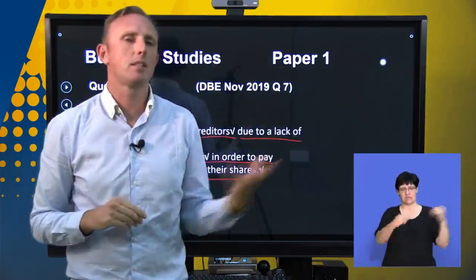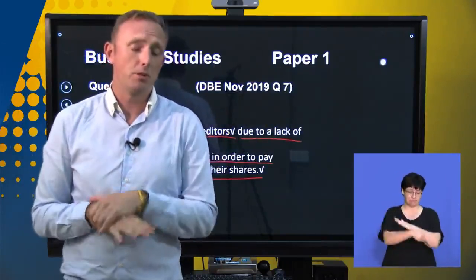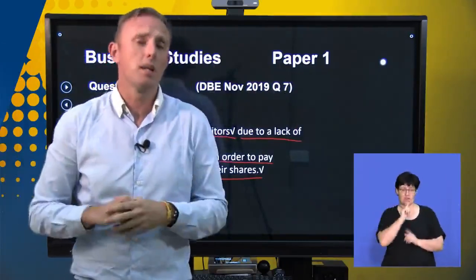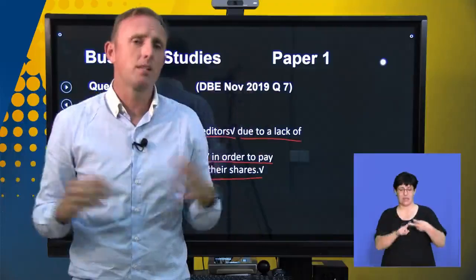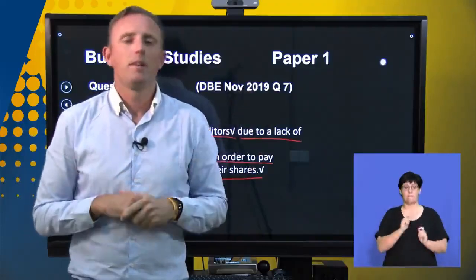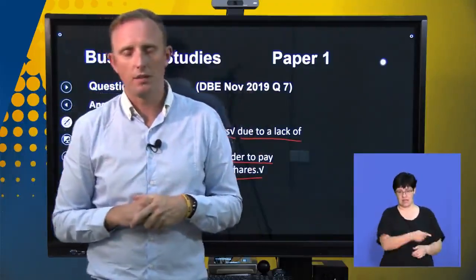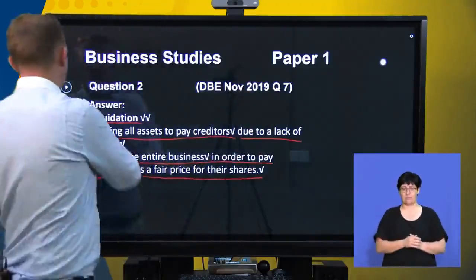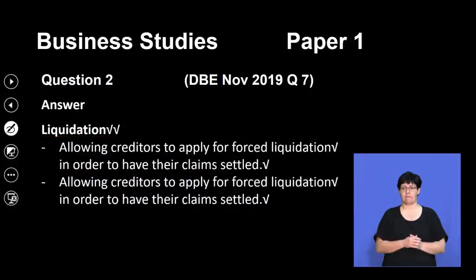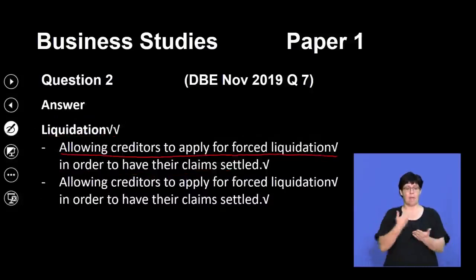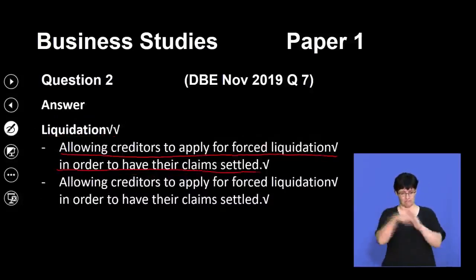So when a company gets liquidated, they first will pay off all their creditors, and if there's any money left, they'll then pay out their respective shareholders. Right. Also on liquidation, it's allowing creditors to apply for forced liquidation in order to have their claims settled.